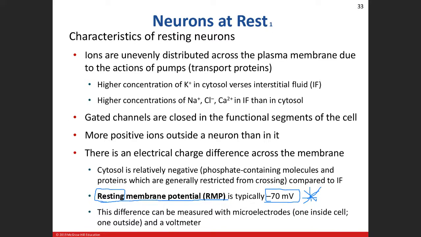All right, good so far. At least tell me that you know this. Resting membrane potential, negative 70 millivolts. Know that. And then you just have to remember that a membrane potential is the difference in charge across the plasma membrane. Electrical charge difference across the membrane. That is referred to as the membrane potential. So the resting membrane potential is that difference in charge when the neuron is at rest, not doing anything.